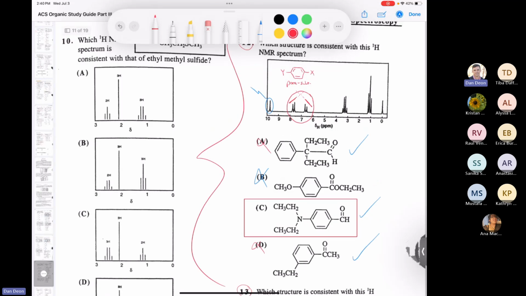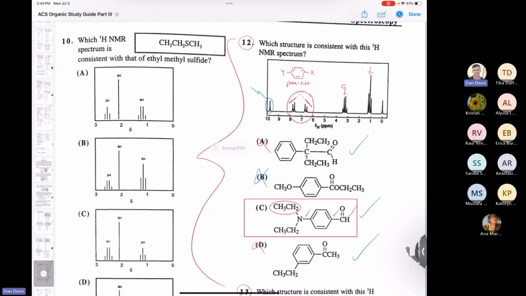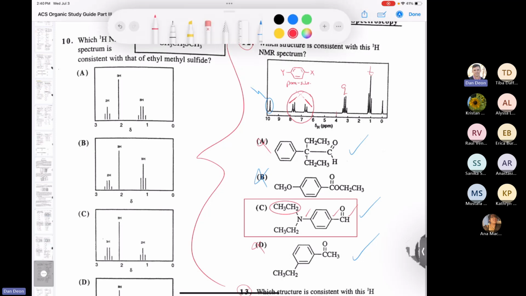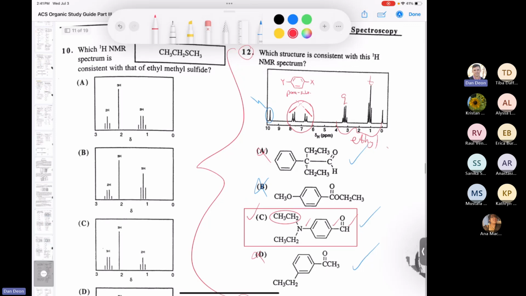Now, we've got the para substitution. We've got the aldehyde proton. What about these 5 protons here? Well, we have a triplet for our methyl group, which is coupled to 2 protons. And then we have a quartet for our methylene, CH2, which is coupled to 3 protons of the methyl group. So there you go. This is our ethyl group right here. And so this must be the correct compound, letter C.